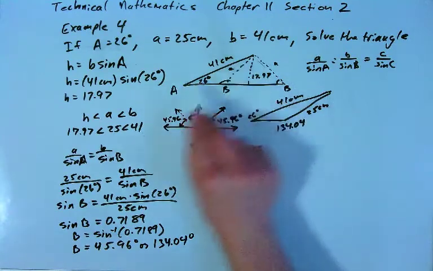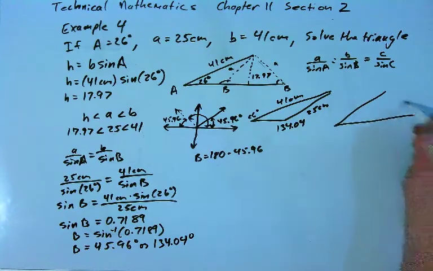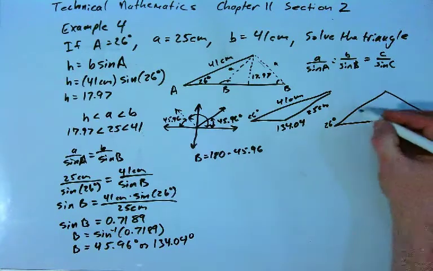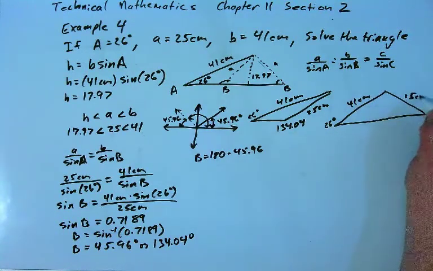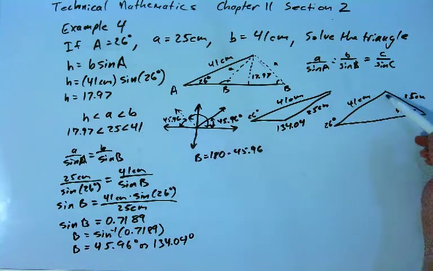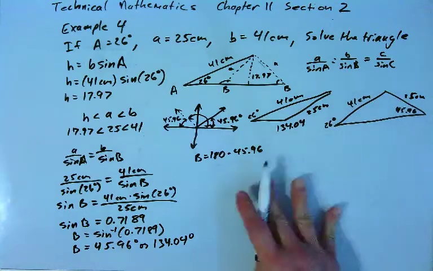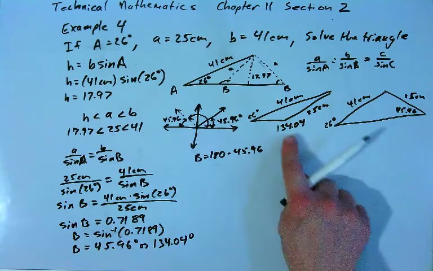The other possible solution is this bigger triangle, like this. And again, this is still the 26 degrees. This is still 41 centimeters. This is still 25 centimeters. But here we have an angle of 45.96. So there's two different possible solutions here. And again, I still haven't found angle C or side C in either one of these triangles. And so there's two different answers for angle C and side C as well.